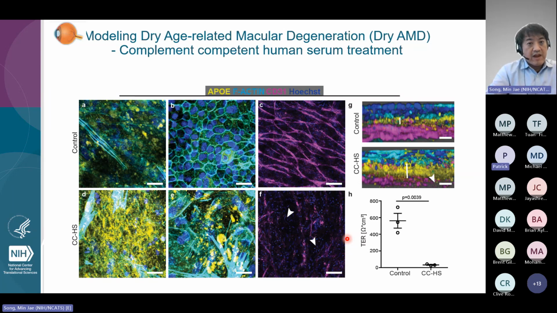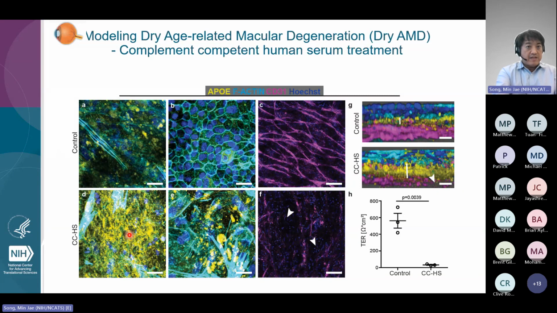Because the complement pathway has been a key player in the development of dry AMD. So we did the human serum treatment, and as you can see, the top row is the control, which is, quote unquote, the healthy model, and the bottom row shows the complement-competent human serum treatment. The very first column is right below the RPE, the second column is the RPE region, and the third column is the choroid region.